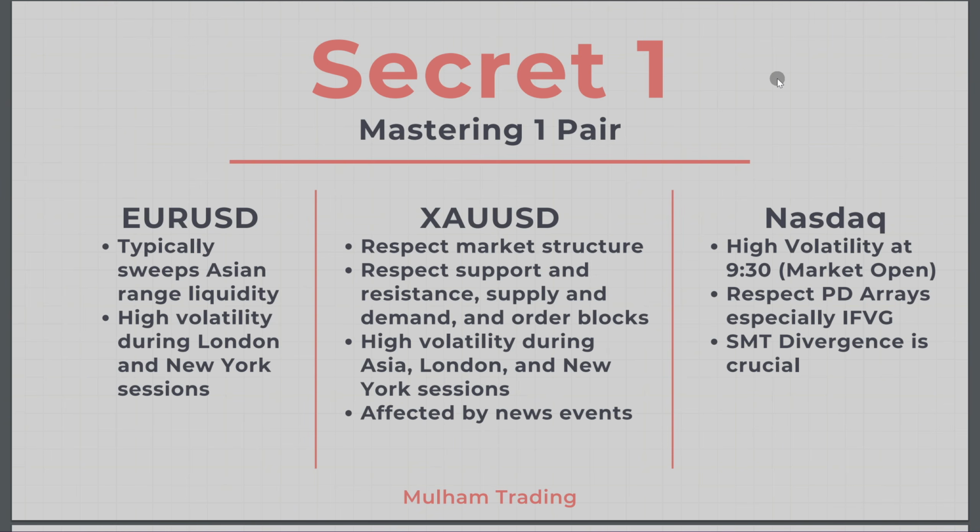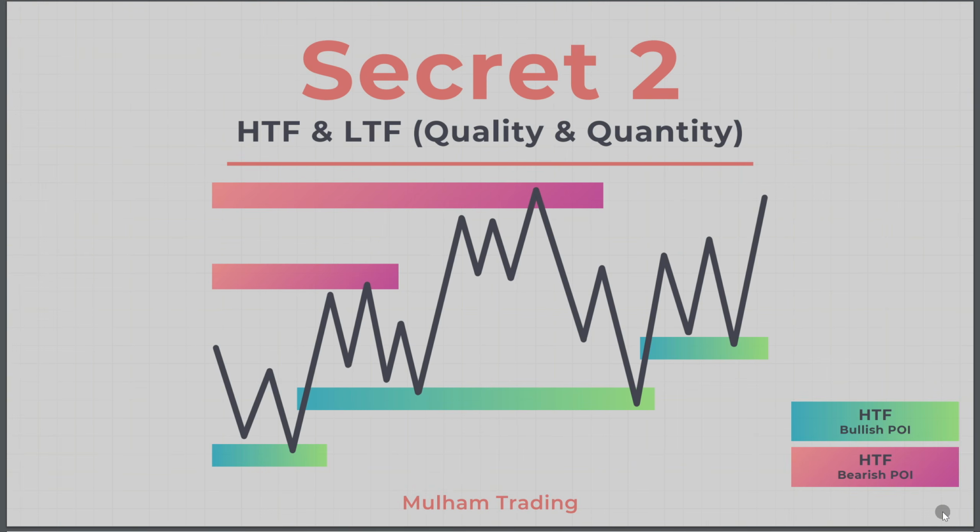So the first one is simply understanding and mastering that one pair, so you know how it behaves and you know how to adapt to whatever happens. Now, secret number two is the higher time frame and the lower time frame, the relationship between quality and quantity.